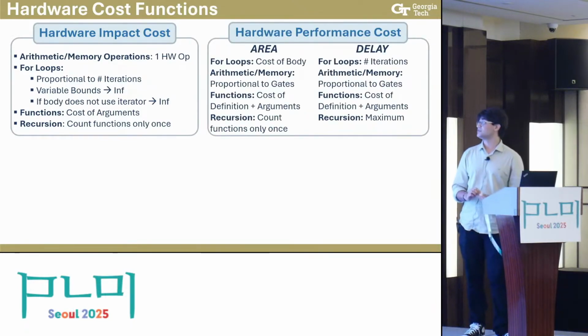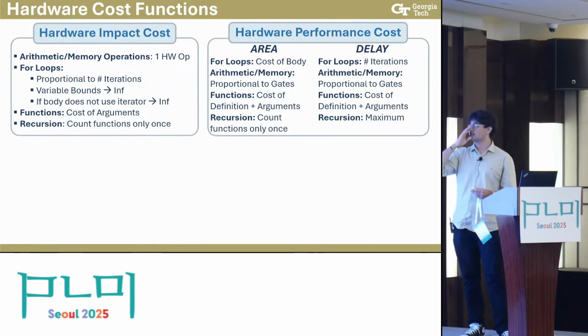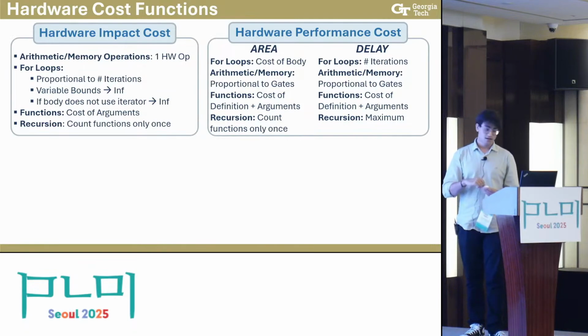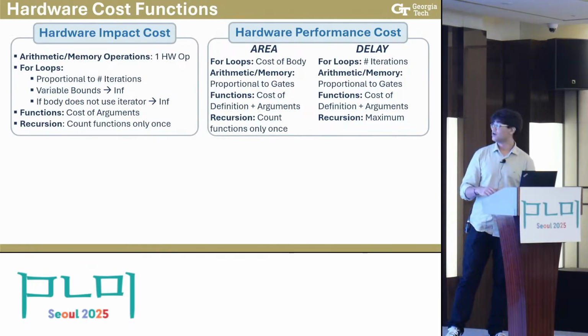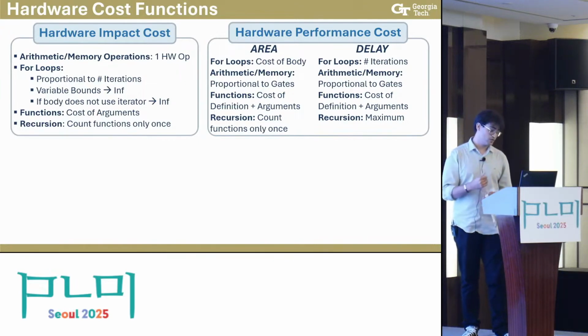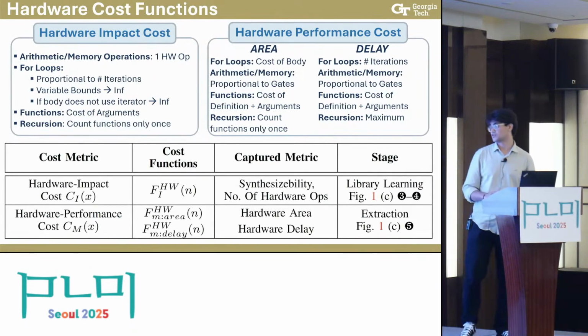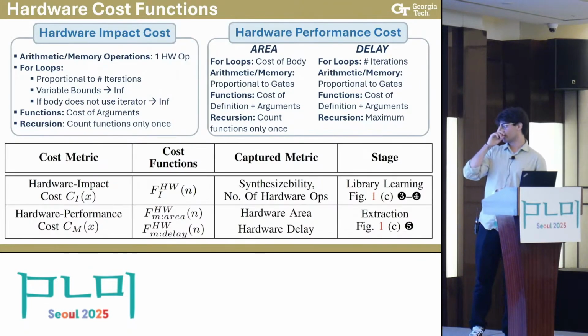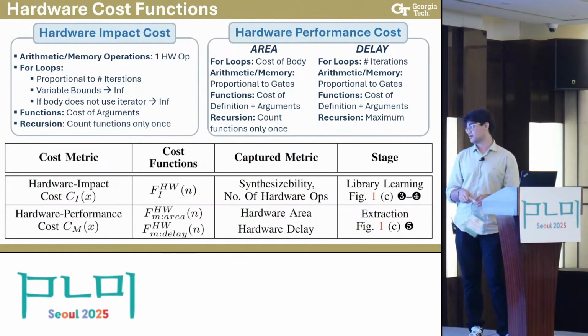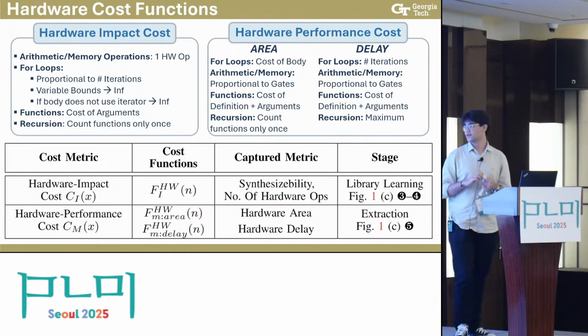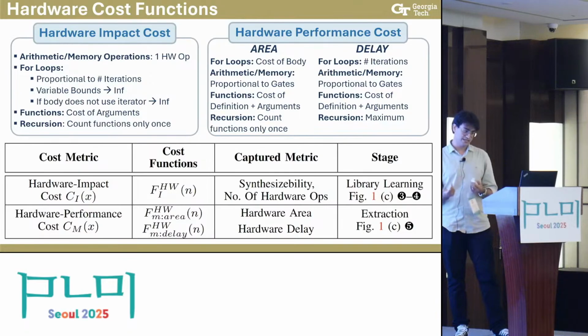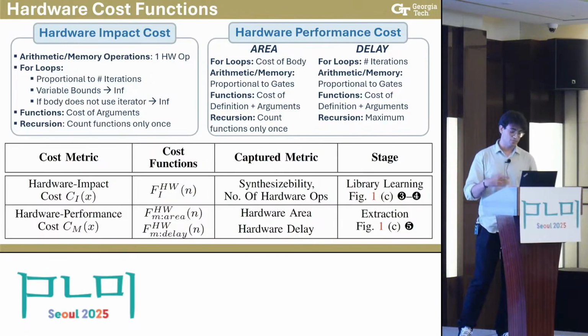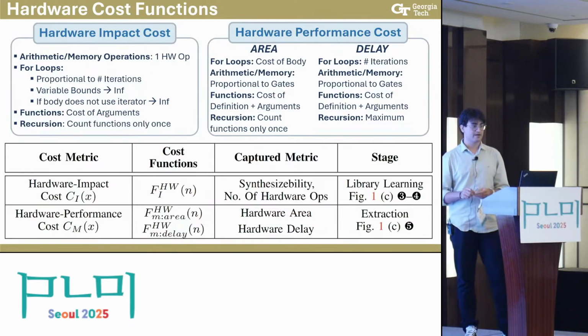So the hardware performance cost is a weighted sum of the area and the delay. I won't go too much into this, as this is basically just proportional to the gate costs. But the main thing here is that delay, when you recurse over the eGraph, uses a maximum recursion, whereas area is more similar to just a sum. And again, you only account for functions once. This summarizes both cost functions, and there's more in the paper. But the two most important things here are that the captured metric by our hardware impact cost is synthesizability and importance, which is proportional to the number of hardware operations taking place. Whereas the hardware performance cost is a better model of PPA, trying to capture both hardware area and hardware delay.